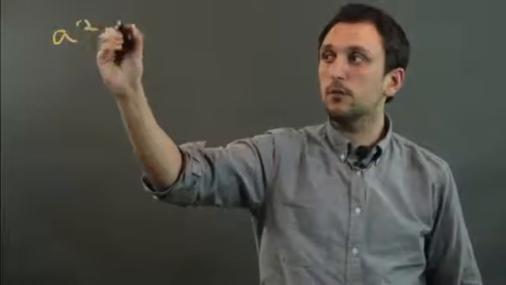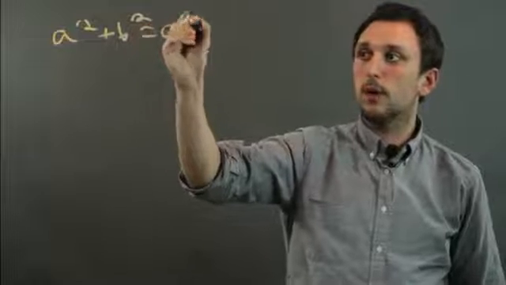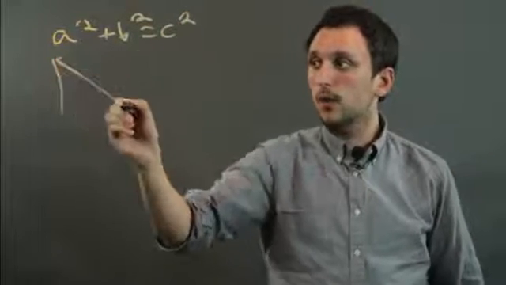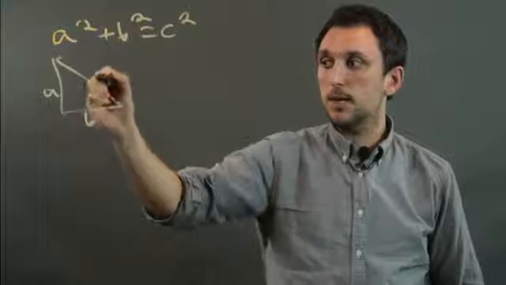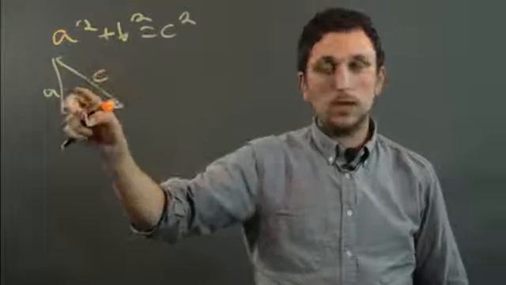It's a squared plus b squared equals c squared for any right triangle with leg a, leg b, and hypotenuse c opposite the right angle.